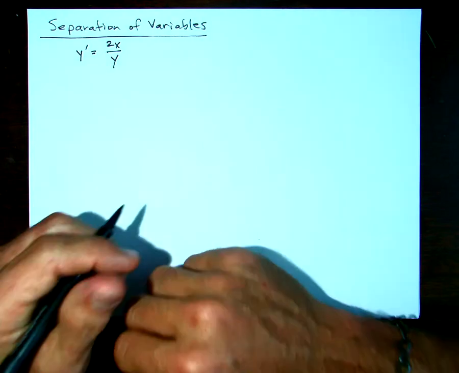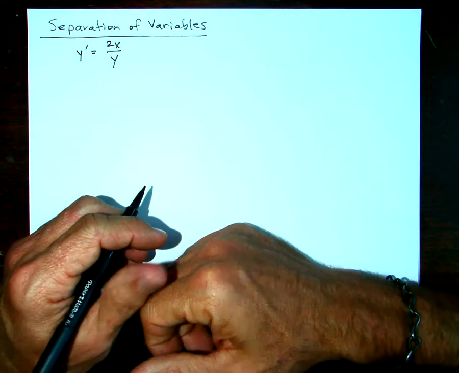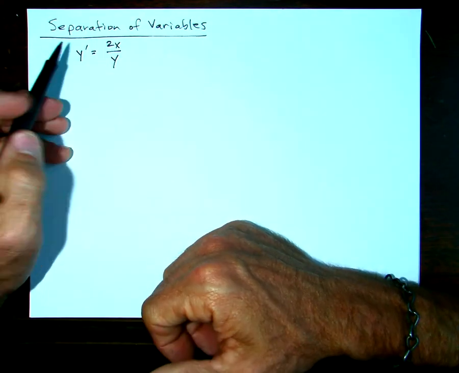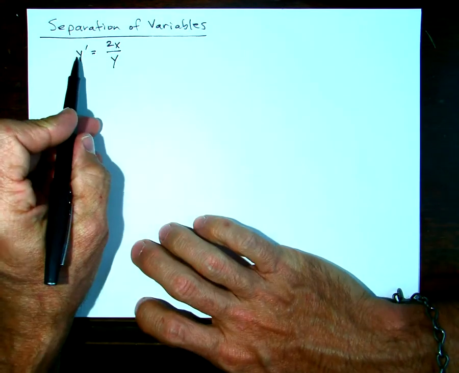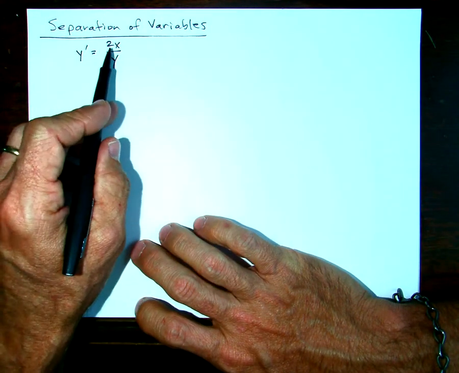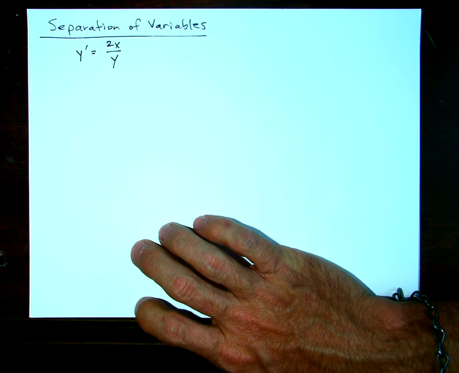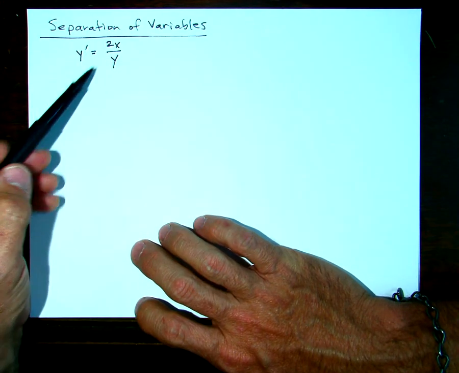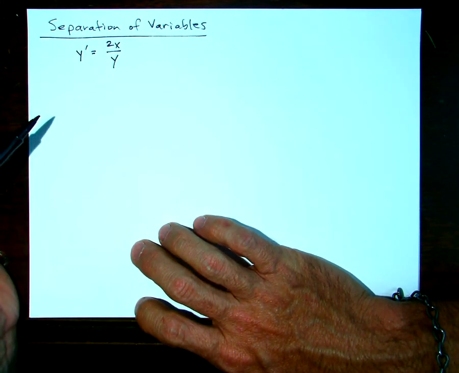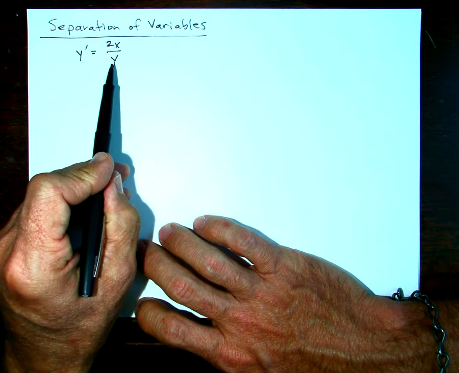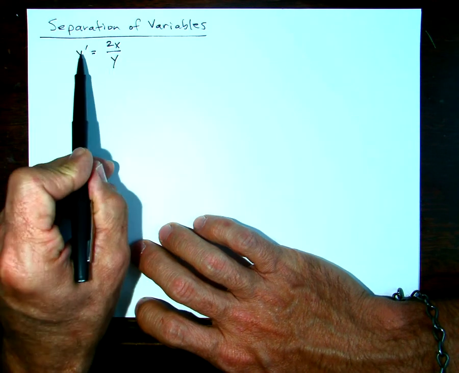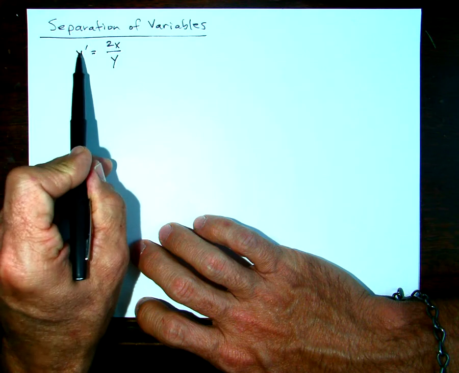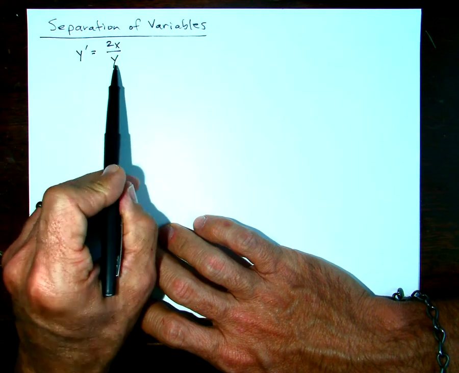In this video lecture, I want to talk about a method for solving differential equations called separation of variables. So I have this differential equation here, y prime equals 2x over y. If we just remember what it means for a function to be a solution to a differential equation, it means that we're trying to find a function y, or y equals f of x, such that if I take the derivative of that function, it's the same as taking 2x and dividing by the function.